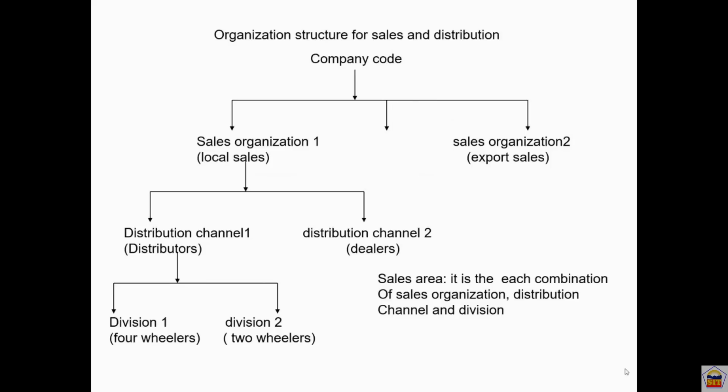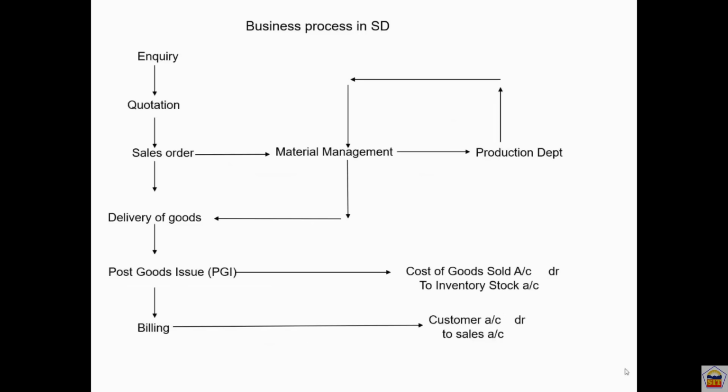Then below that we have the division. Divisions, in a simple way, are the products we are going to sell. So if it is going to be four-wheeler, two-wheeler, or electric vehicle, these are the kinds of divisions we can set up.